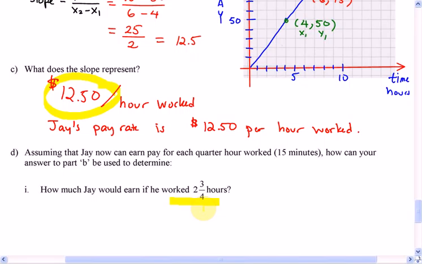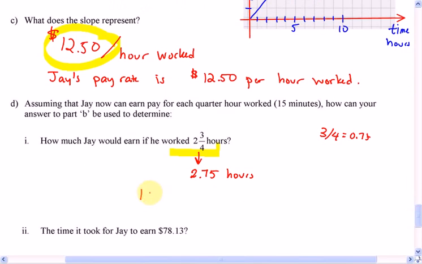Divide by 4 maybe? Well, this is per hour, right? How many hours are you working here? 2 3/4 as a decimal is how many hours? 2 point what? Okay, careful. It's 45 minutes, but as a decimal, it's 0.75, right? 3 divided by 4, that's 0.75. But you're correct, that's 45 minutes. So really what I'm saying is he worked 2.75 hours. Well, if he gets paid $12.50 per hour, how much does he get paid for 2.75 hours?